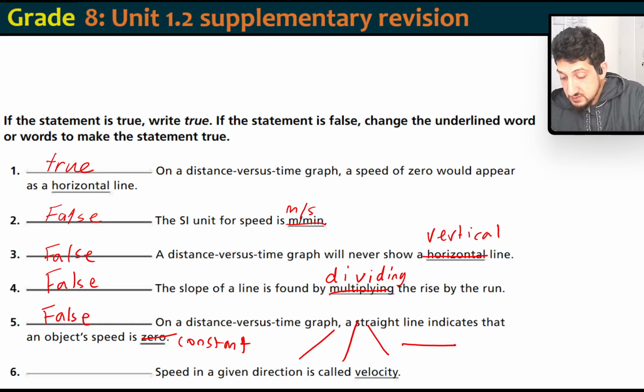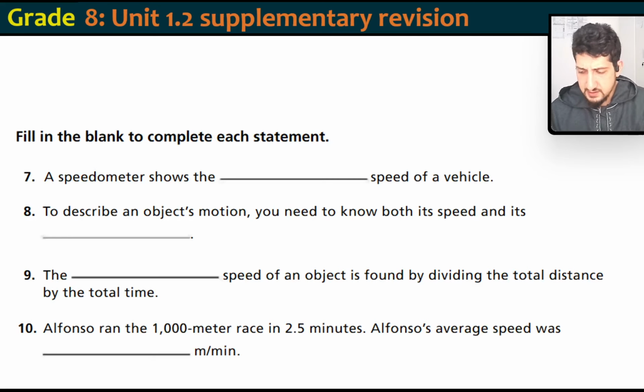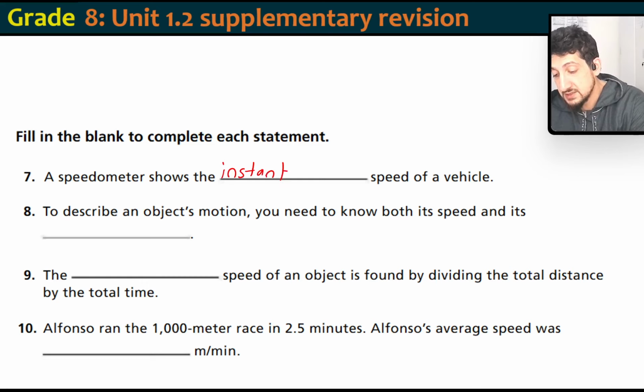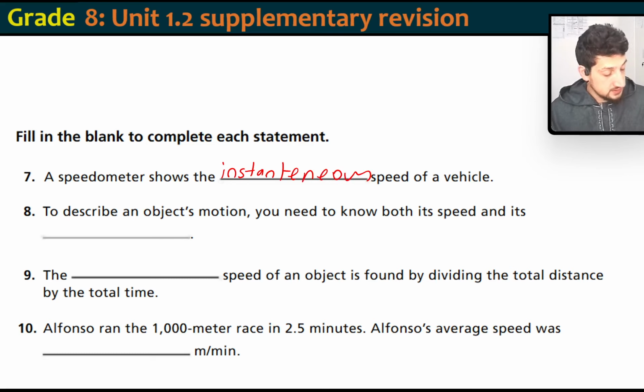Number 6, speed in a given direction is called velocity. True. Right, next. A speedometer shows the instantaneous speed of a vehicle, which means the speed at a certain time. So it shows the instantaneous speed of the car, the speed at that certain point. I don't want the average speed when I'm driving the car. I want to know my speed at that point.